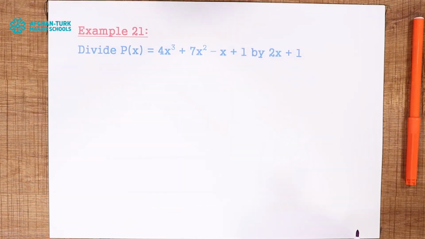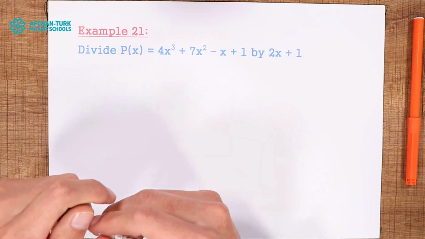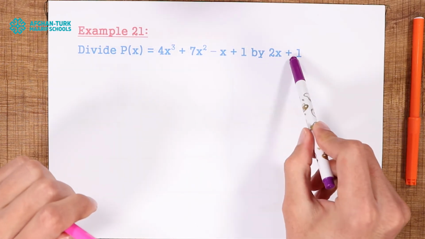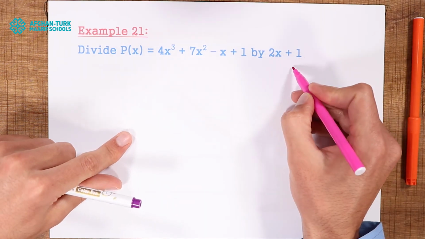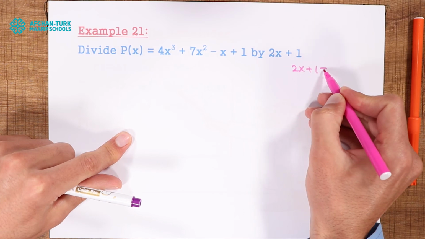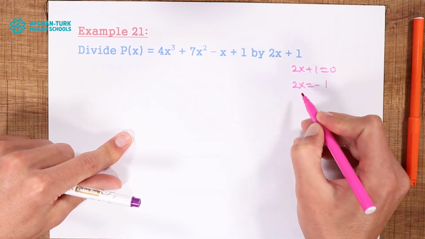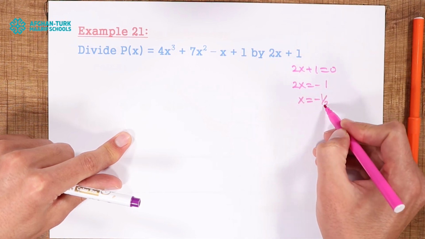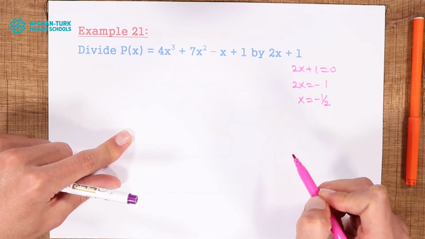Let's do another example. P of x is 4x to the power of 3 plus 7x to the power of 2 minus x plus 1, and it is divided by 2x plus 1. Let's start. So firstly, 2x plus 1 is equal to 0. To find a, 2x is equal to minus 1, and divide both sides by 2, which will be minus 1 over 2. It means that the value of a is minus 1 over 2.